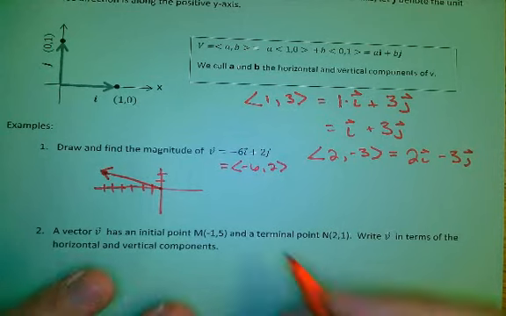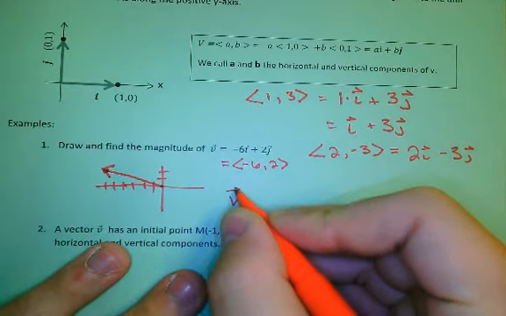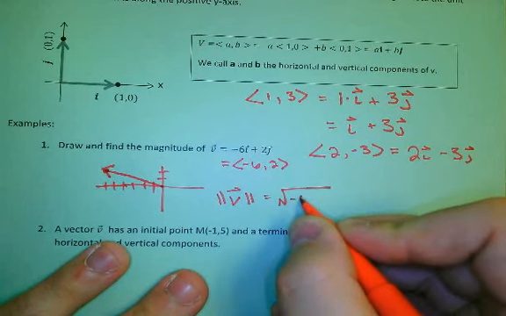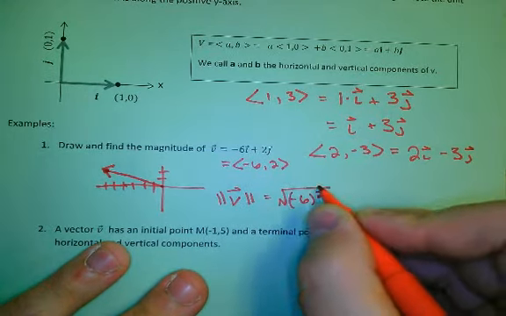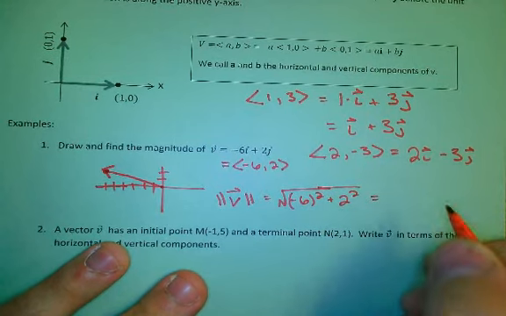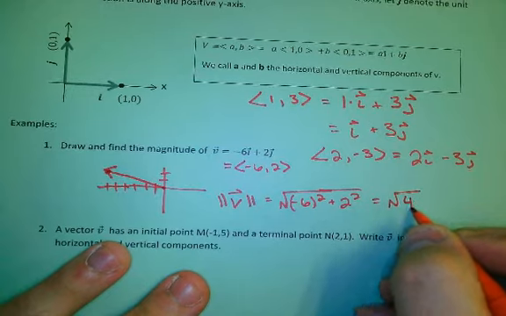So what's the length of that? Negative 6 squared. What's going to happen to the negative when I square it? It goes away, so we get root 40.